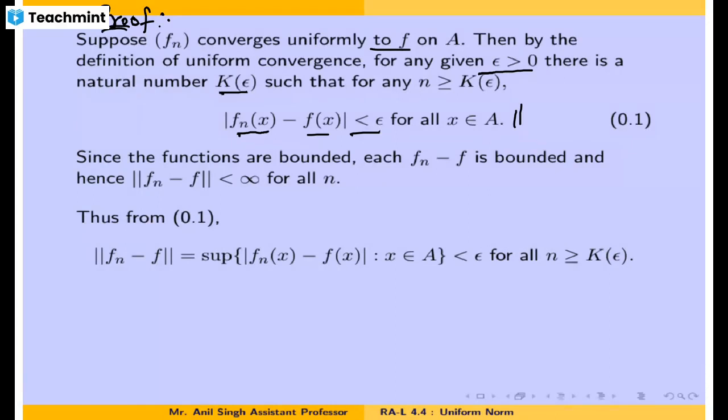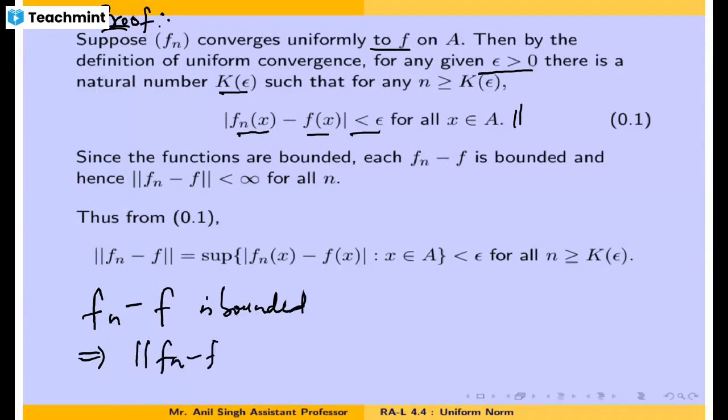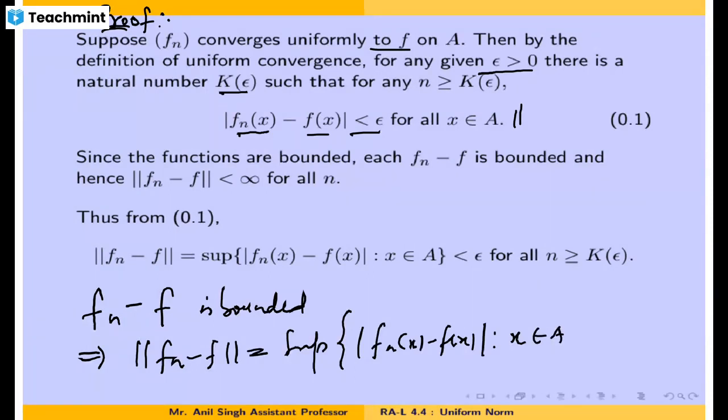Now, what do we have? It is given in the hypothesis that f_n is a bounded function, and we have seen that for a sequence of bounded functions, its limit is also a bounded function. So f is also a bounded function, and since f is bounded, f_n minus f is also bounded. So the norm we define, the norm of f_n minus f, is actually the supremum of mod of f_n(x) minus f(x), x in set A. The supremum will be finite, a real number. Because of boundedness, these numbers will be finite.